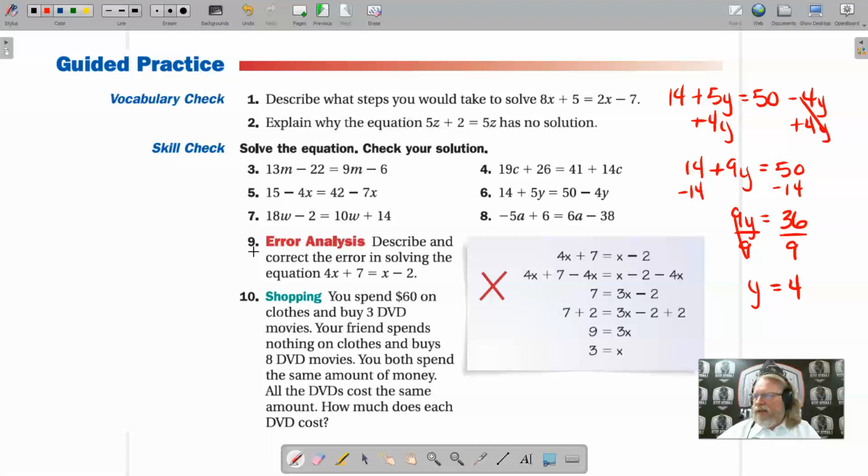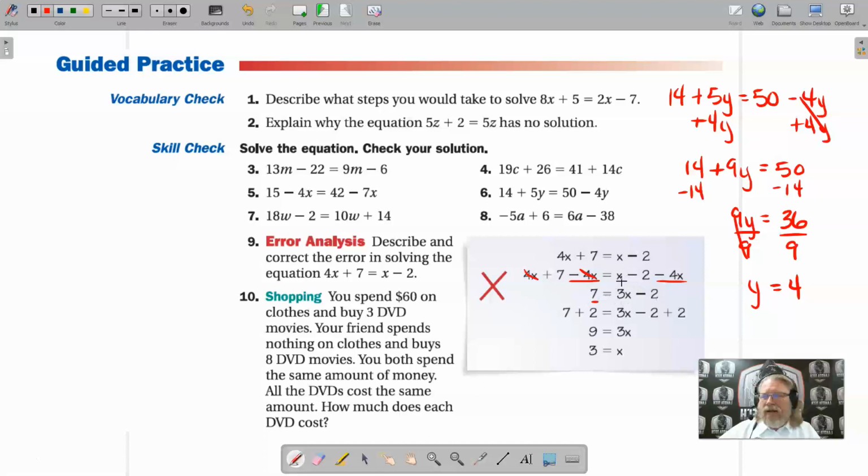And then finally, let's look at the error analysis here. Describe and correct the error in solving the equation 4x plus 7 equals x minus 2. So we start off with rewriting the equation first. 4x plus 7 equals x minus 2. All right, it looks like they chose to add a negative 4x to each side. Good, that's good so far. The 4x and the negative 4x would cancel each other, leaving us with just 7.